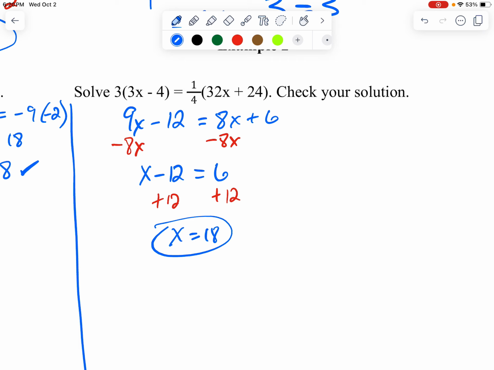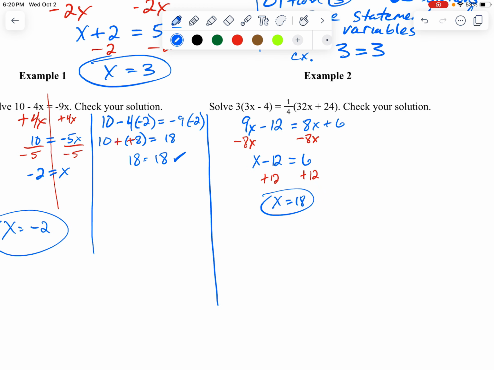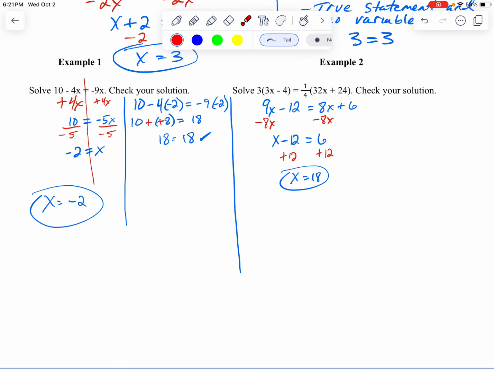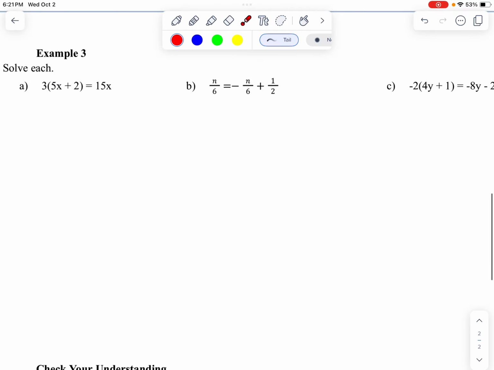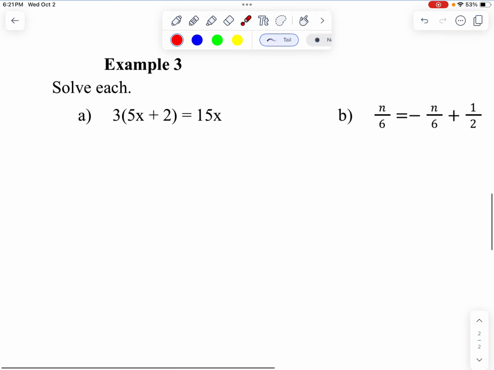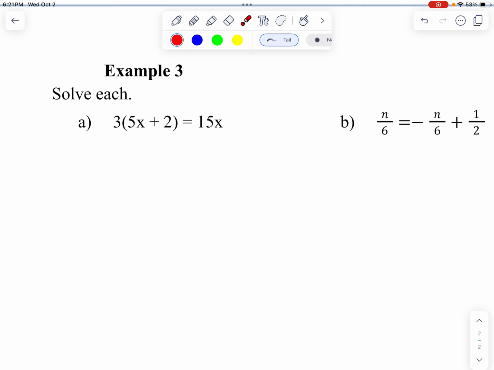And again, we could check our work by plugging that back in. That is quite a long solution, but if you plug that x equals 18 in for each of the x values, and then simplify, we should get that true statement. All right, moving on. A little bit shorter here, but the same idea. I need to distribute and solve. 3 times 5x is 15x. 3 times 2 is 6 equals 15x.